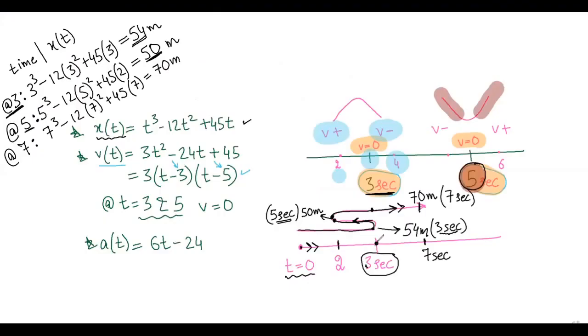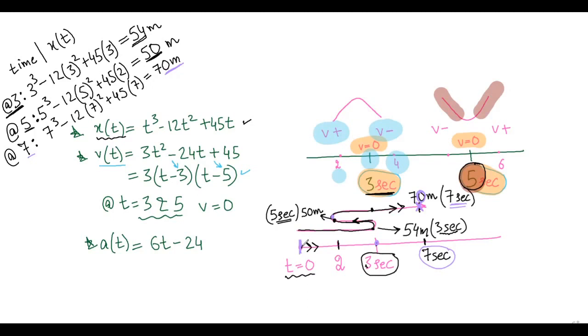This is 3 seconds. This mark is a total of 3 plus 2, 5 seconds. And after 7 seconds, the particle is at the 70 meter mark. Are we clear? Yeah. So the particle at 7 seconds would be somewhere here, and it would be at 70 meter from the home. Are we clear till here?